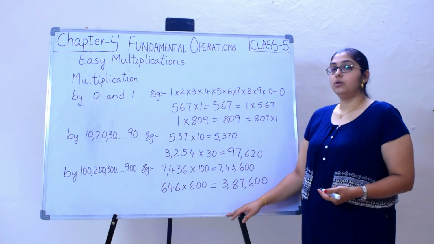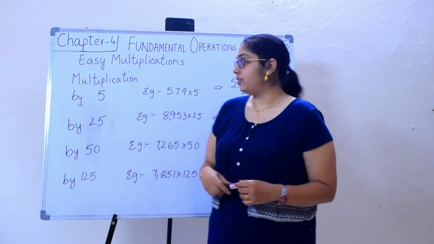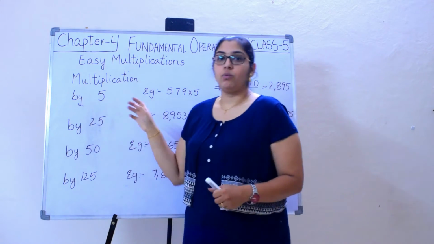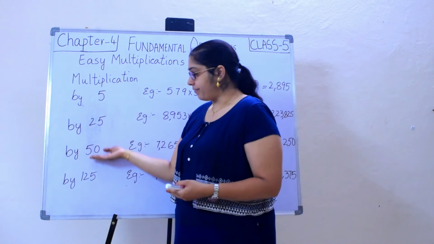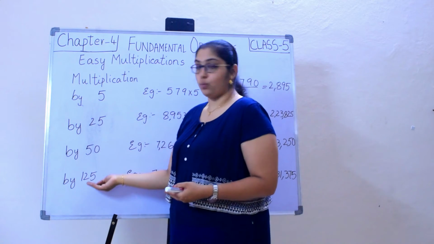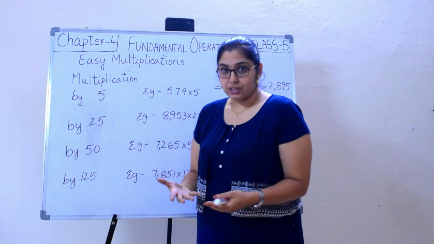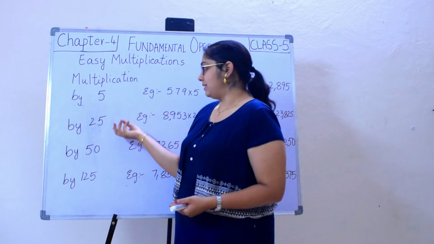Now we move on to 5, 25, 15 and so on. Now children, we will start multiplication by 5. Till now we have learned what? 0, 1, tens and hundreds, right? Now 5, 25, 50 and 125. So when you multiply a number with 5, 25, 50 or 125, instead of doing the regular multiplication which is time consuming, we can directly follow a simple method of easy multiplication, right?